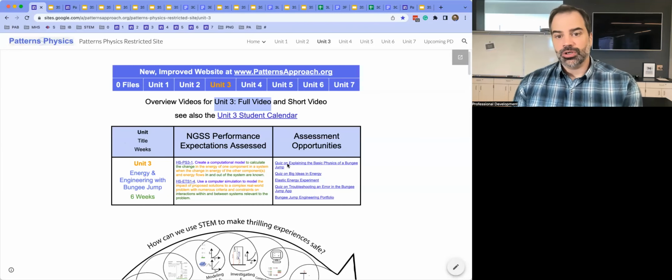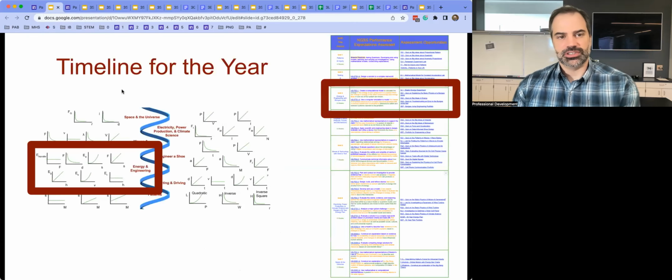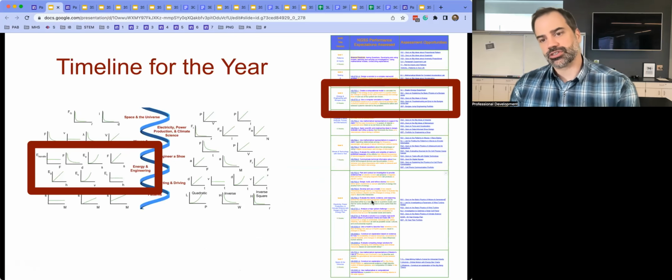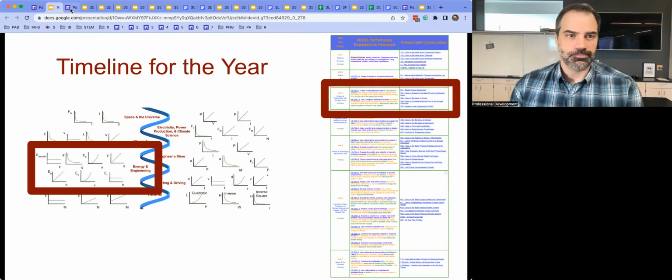You can see here also several assessment opportunities. To situate it in the whole year, let's zoom into the timeline. And again, you can see what patterns are reoccurring here in the energy and engineering unit, and then also the whole year. You're starting to see that the performance expectations are increasing, and these are big ones. These ones take time to develop and lay the groundwork to increasingly take on more performance expectations in each unit.